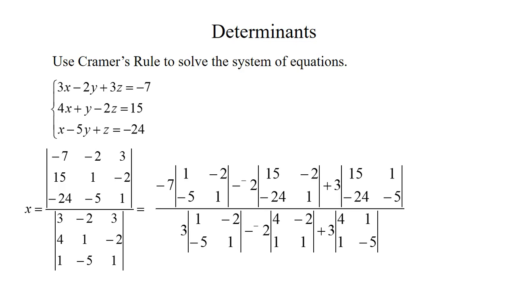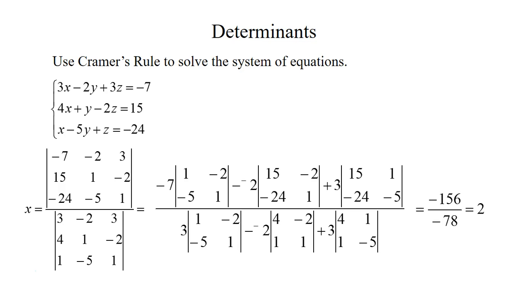Then we're going to subtract the intersection of the first row and second column, which is -2, and multiply that by the remaining matrix, which is 15, -2, -24, 1. The intersection of the first row and third column is 3, and the remaining matrix is 15, 1, -24, -5. And we did the same thing in the denominator. Then evaluating those determinants and multiplying by the coefficients, we ended up with -156 over -78, which is 2.